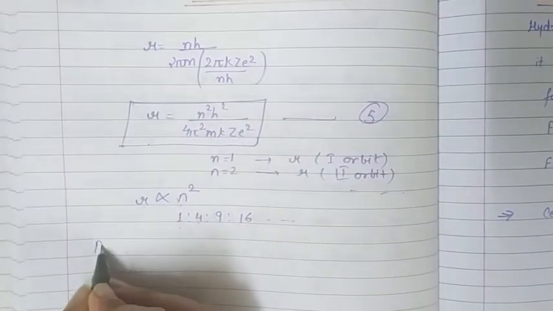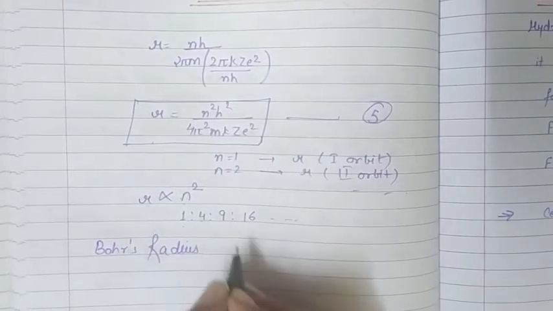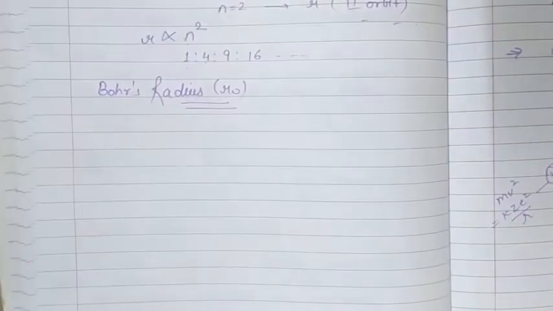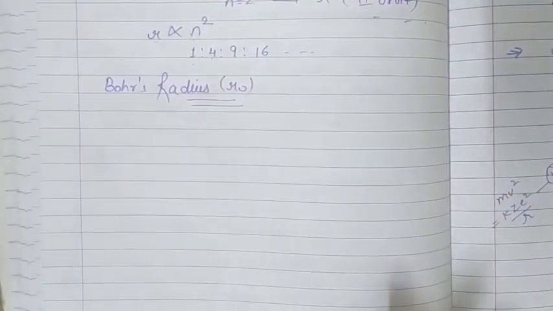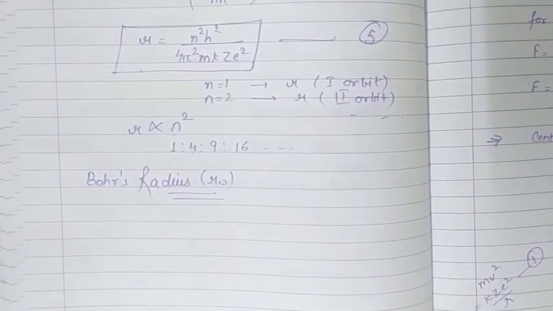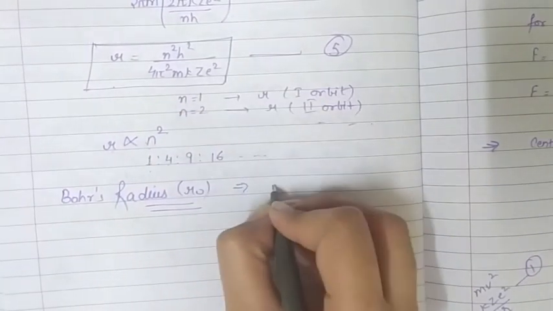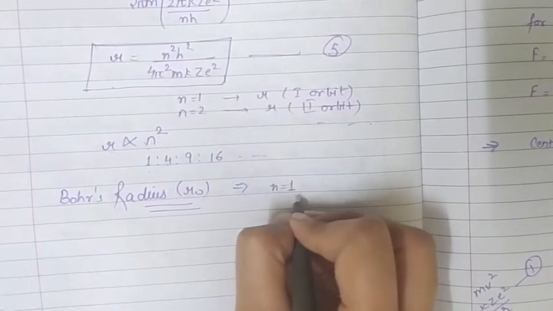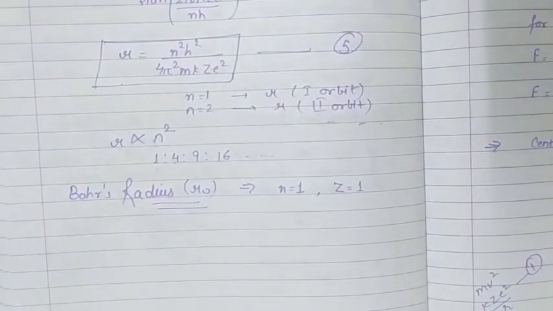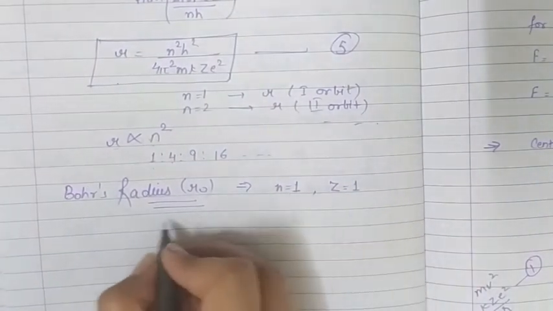Now there is a term called Bohr's radius, which we represent by r naught. Bohr radius is the radius of first orbit of hydrogen atom. That means for Bohr radius n is 1, that means the first orbit, and it is for hydrogen atom, that means z is also equal to 1.